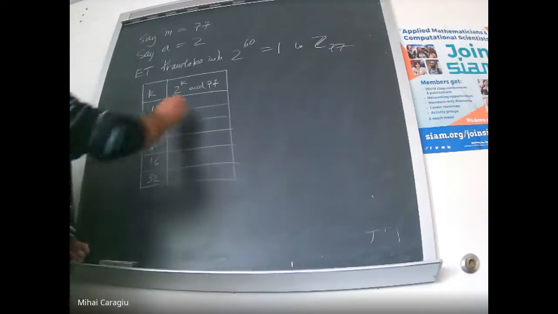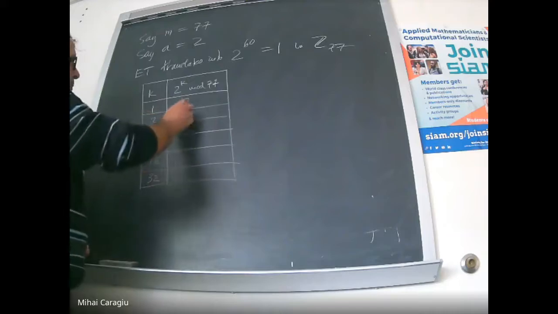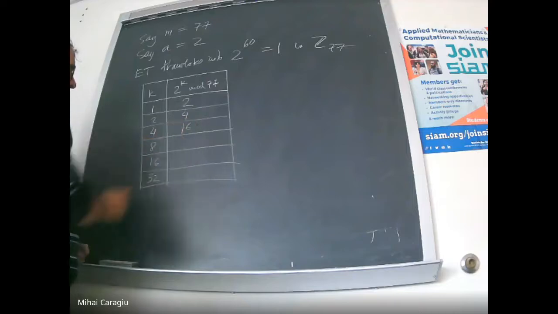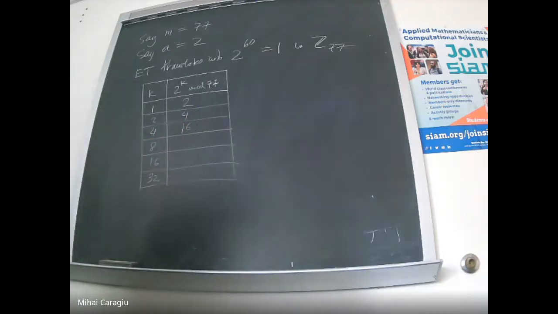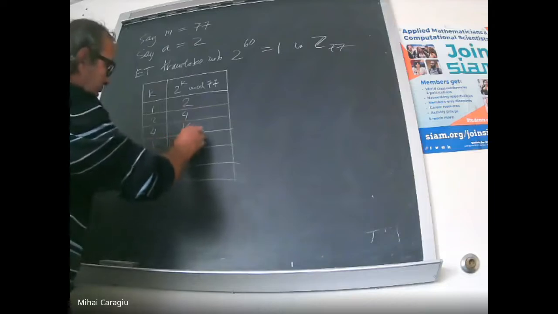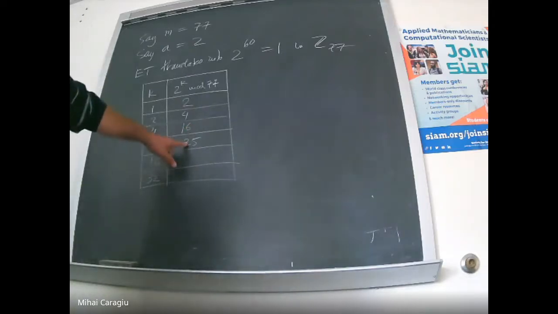To the power 1 is 2. To the power 2 is 4. We just square this one, so 4. To the power 4 is 16. To the power 16 is 256. Let me give you the result; you can verify everything. We'll get 25. 25 squared modulo 77 would be 9.